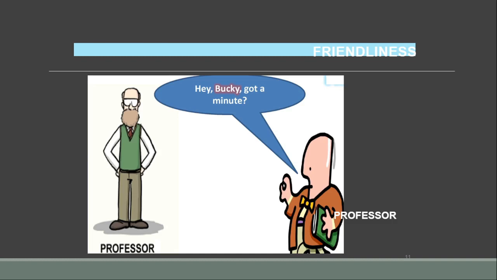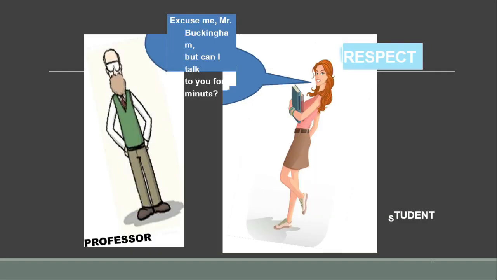Look at this friendliness. A professor to another professor, as friends, can say, "Hey, Bucky, got a minute?" Now this is informal, but it shows their social closeness, their friendliness. Now look at this respect, a distance between a student and a professor. Look at the selection of the vocabulary: "Excuse me, Mr. Buckingham, but can I talk to you for a minute?" Look at this expression. Now the difference between the two things is social closeness and social distance. Here it is a social distance between a student and a professor.